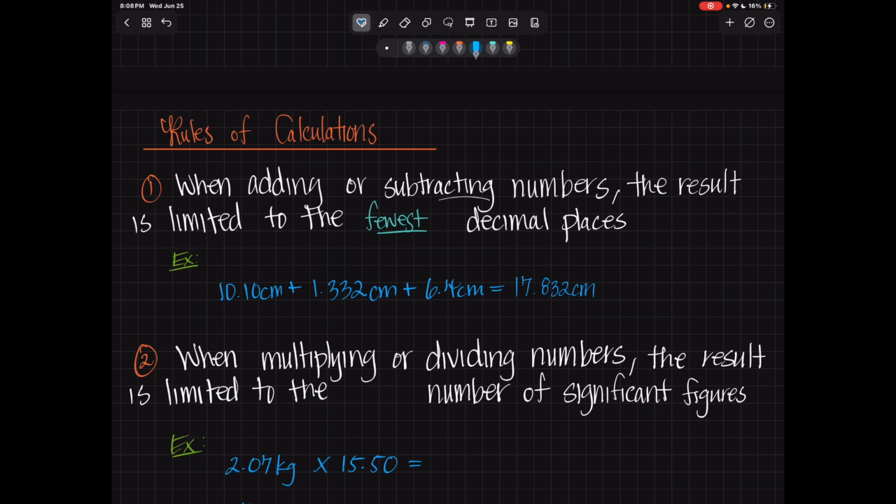Okay, but we need significant figures because we have all these different measurements to different degrees of uncertainty. So in this case, since we're adding and subtracting, we go to the fewest decimal places, which would be right here. 6.4 has one decimal place.